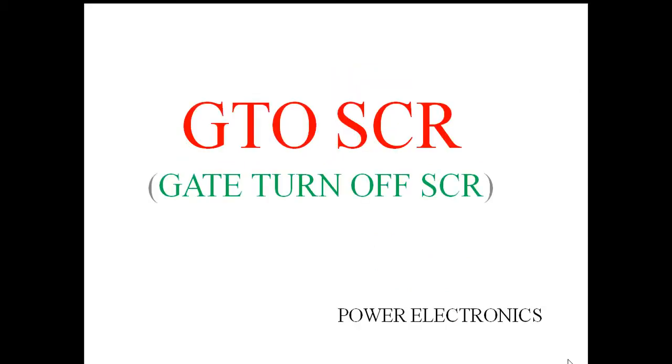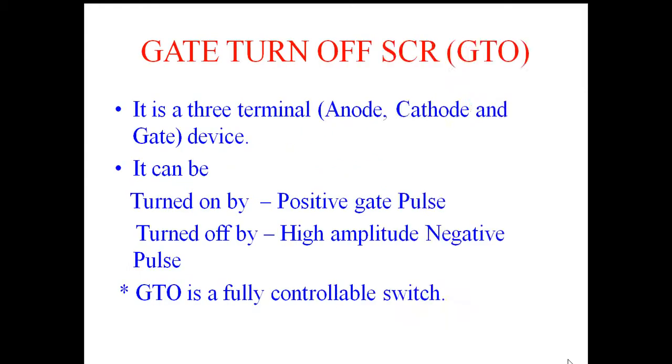GTO SCR, gate turn off SCR. In SCR, we have control over conduction, but this conduction is available only in forward bias. In reverse bias, the silicon control rectifier operates like a normal diode only. So we do not have any control in the negative half cycle of the electrical AC supply. To have control in the negative half cycle also, we use a device called GTO SCR.